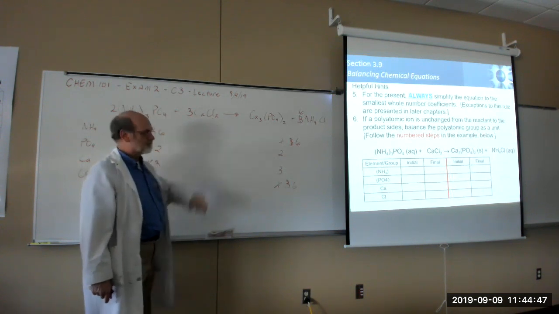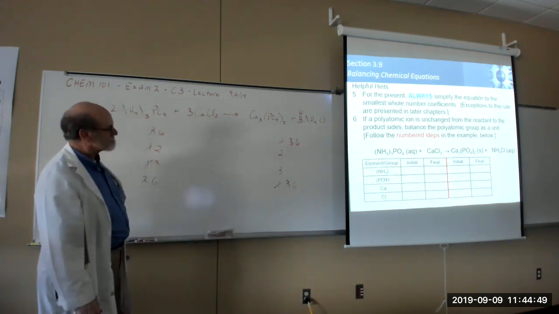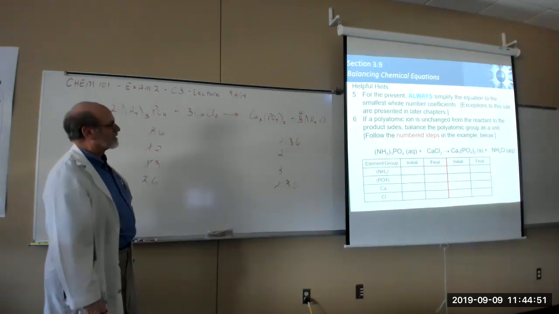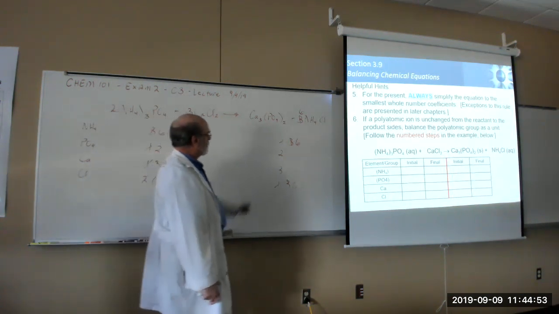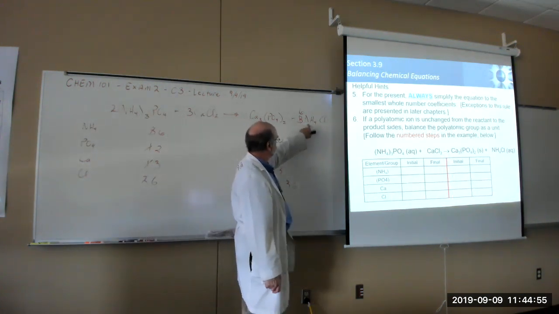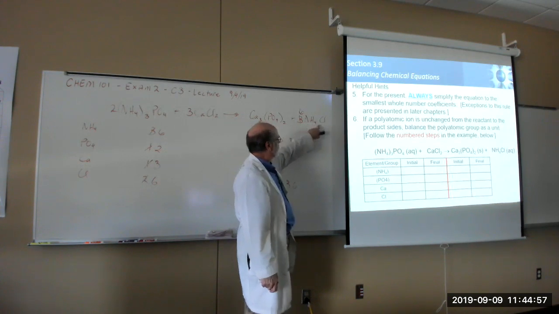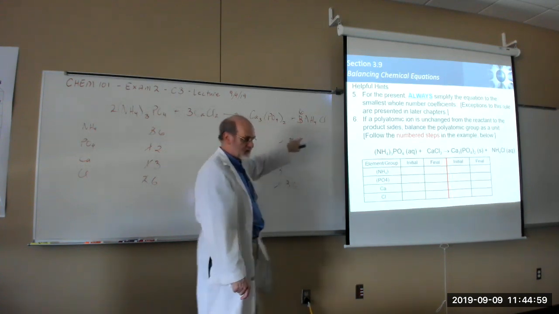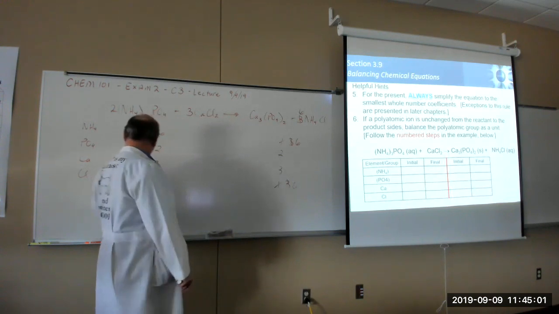And then on this side where we put the 6, that's going to make the calcium a 6 too, right? This makes the 6 ammoniums and 6 chlorines. So that 6 will also make those chlorines 6 too. Okay. Right.